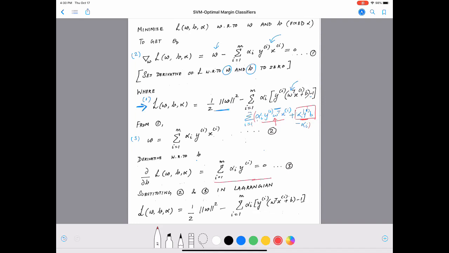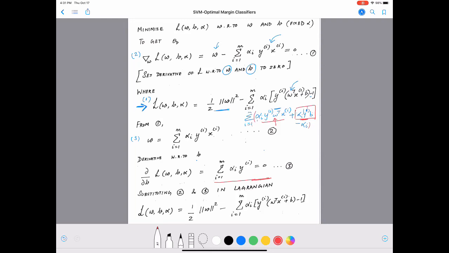So when we differentiate with respect to b and set it equal to 0, we can't solve for b because there is only a single polynomial of degree 1 for b, and when you differentiate it goes away. But instead you get a constraint. So this is a constraint, right? So we have sigma i equal to 1 to m alpha i, yi equal to 0. So we get another constraint.